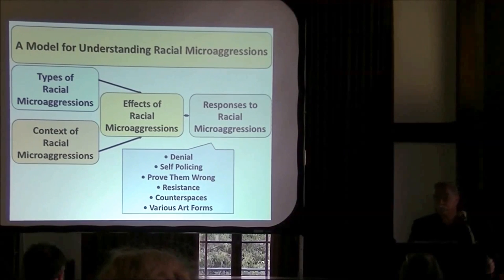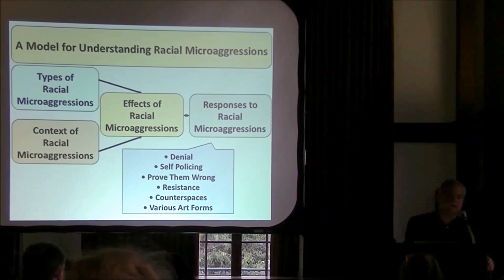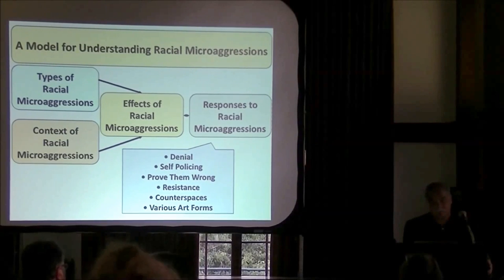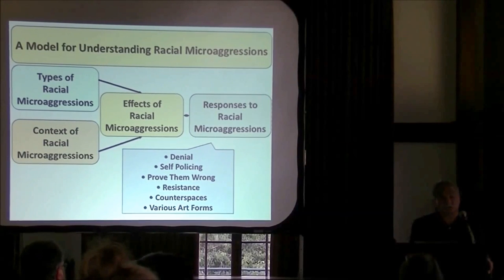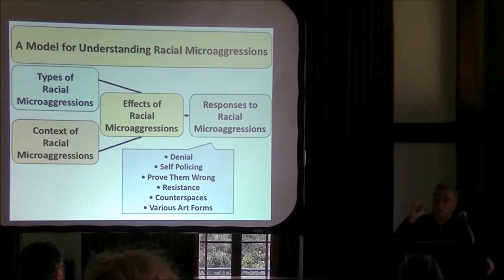Self-policing. We don't go to certain places. We don't go to those malls, or we don't go to certain stores in those malls, or we don't go to certain restaurants, or we don't go to certain places. Proving them wrong. This comes out so often in our research, right? People of color say, I'm going to prove that stereotype wrong. I'm going to prove that your view of me is wrong. And I'll die doing it, right? That's the John Henryism sort of idea.